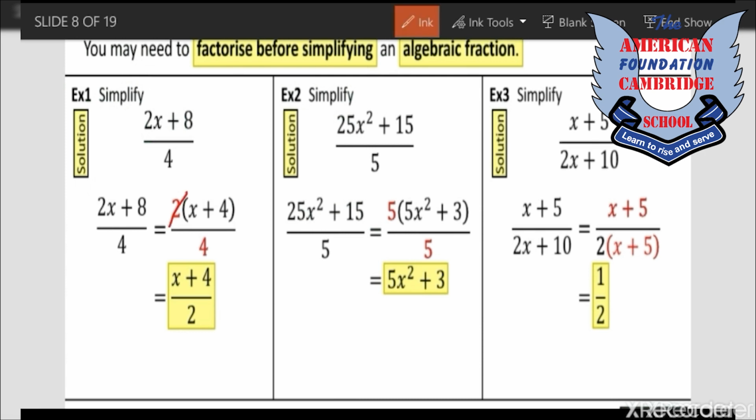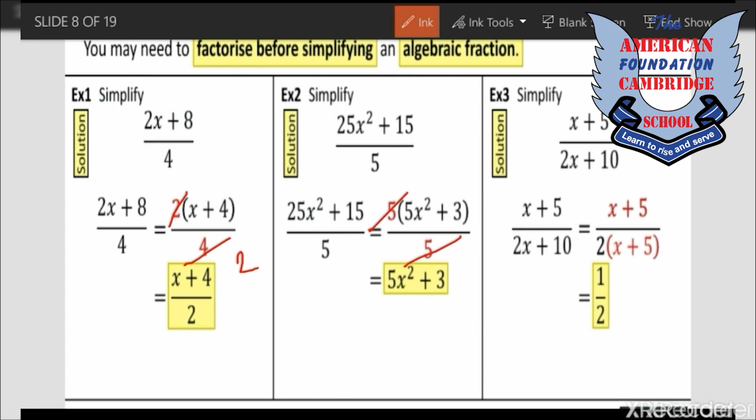Like this. Your answer will be x plus 4 upon 2. Example number 2. Simplify 25x square plus 15 upon 5. Extract the common factor 5 from the numerator. You will have 5x square plus 3 inside the bracket, and then you can easily cancel out 5 with the denominator 5. Like this. Your answer will be 5x square plus 3.